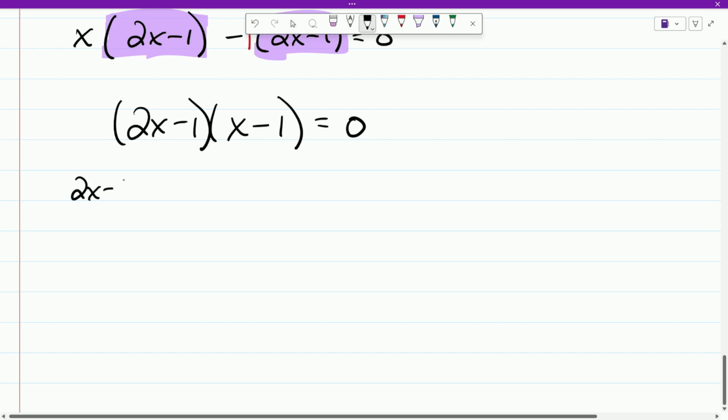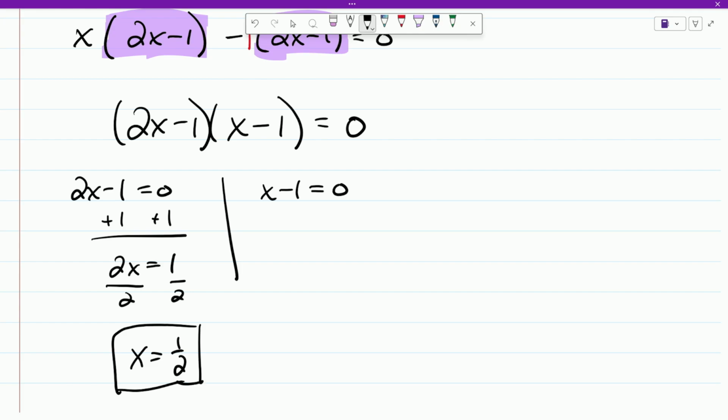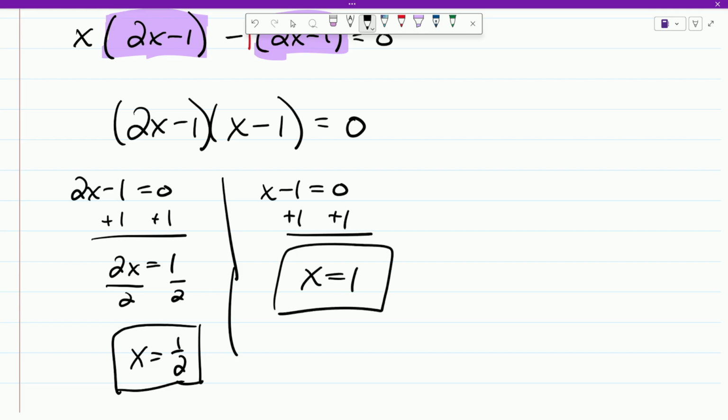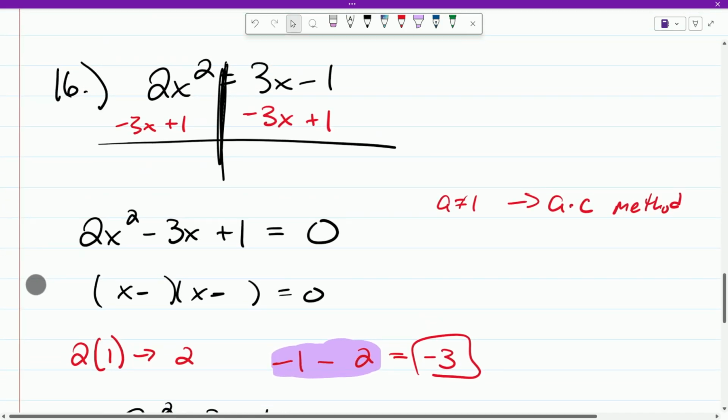And we're going to go ahead and set each one of these equal to 0 by using our zero product property. To solve the first one, I add 1 to both sides. That gives me 2x equals 1. Then I will divide both sides by 2 to give x equals 1/2. For the second part of this, I add 1 to both sides to give me x equals 1. All right, that was number 16.